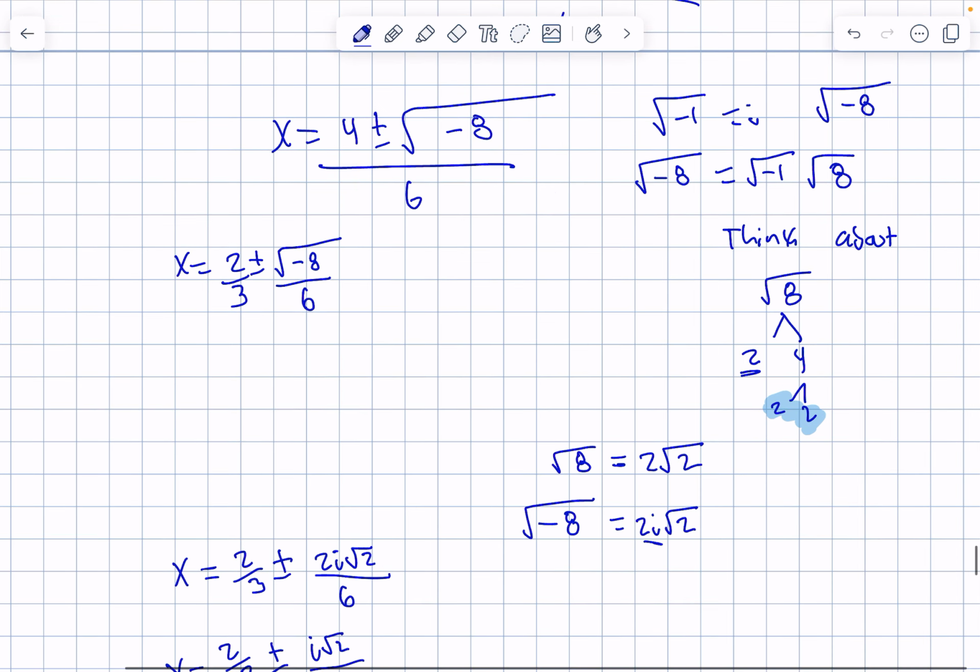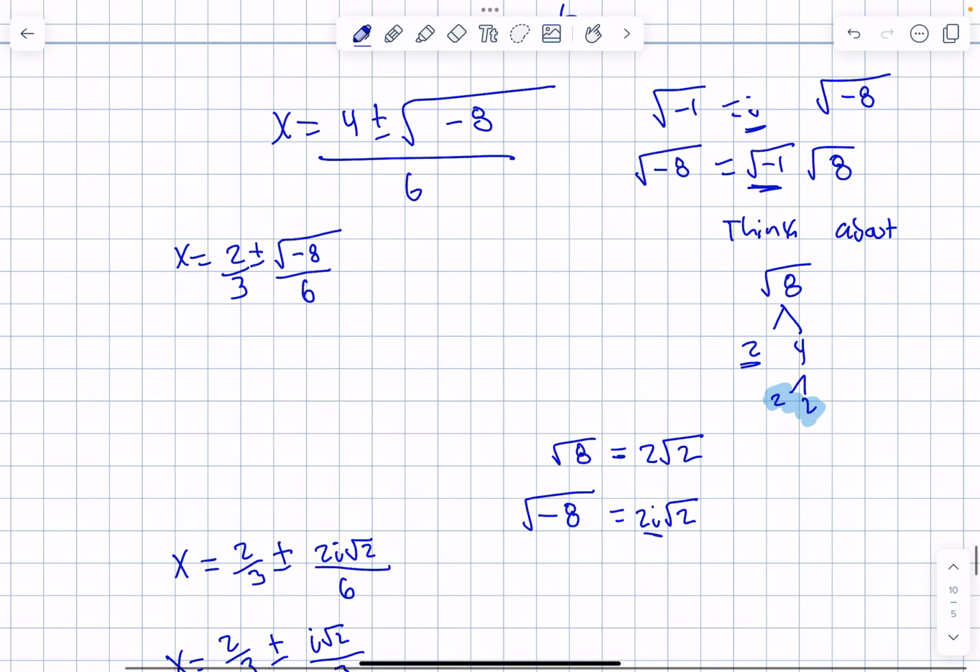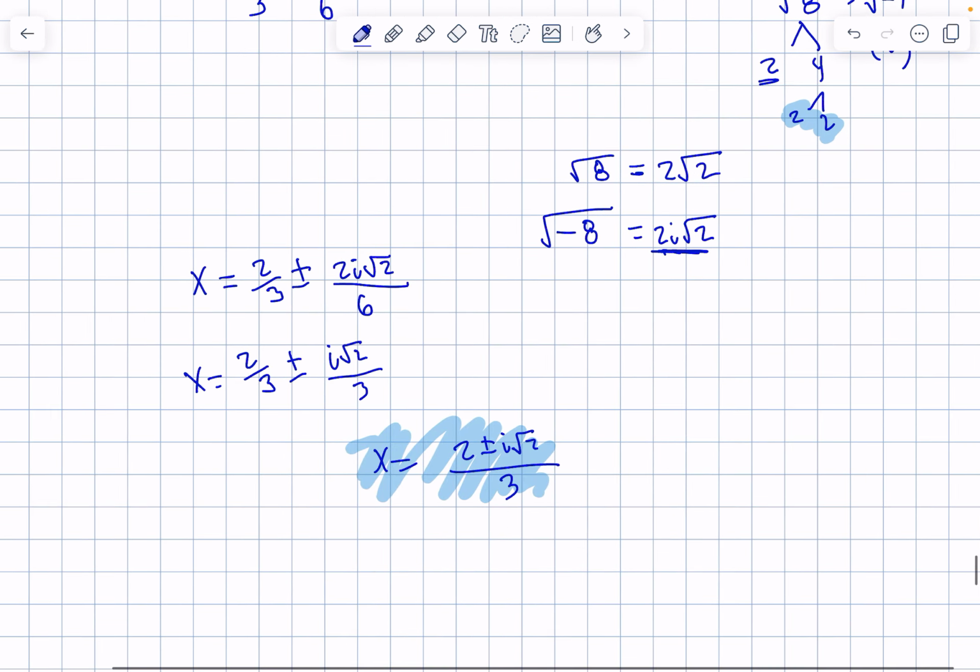Yes, that's exactly why. Because you can think about this as a product of negative 1 times square root of 8, right? Because this is equal to the square root of negative 8. And then think about this negative 1 as just i. So then that's where you get that the 2i square root of 2 comes from. Okay, yes, and then this is your solution.